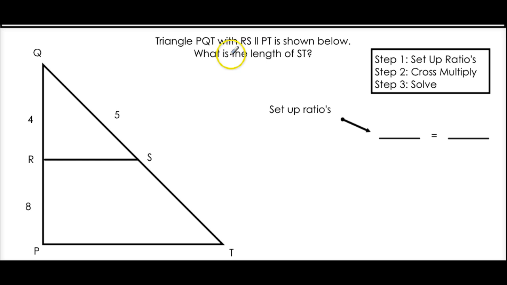Triangle PQT with RS parallel to PT is shown below. What is the length of ST? Well, to do that, we just set up a ratio. And as I said before, if we know these are parallel, we could say that these top parts, 4/5, will be equal to the ratio of these bottom parts. So 8 over, and we don't know what ST is, so let's put an X there.